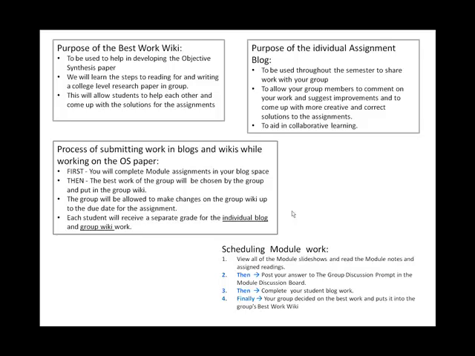Then you want to go ahead and take a look at the assignment for that module that you're working on and complete the assignment and post it to your blog. Then you need to look at the work that all of the people in your group have done, decide which is the best work of all of the people in your group, and then post that work into the group's Best Work Wiki. When you've done those 4 things, then you've completed the work for the module and you go on to the next module.